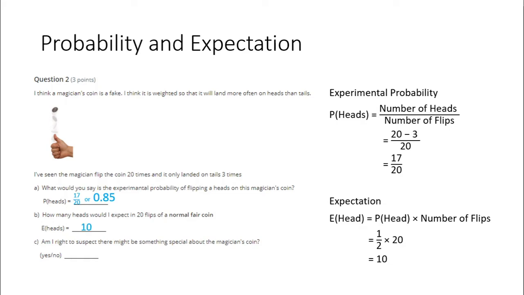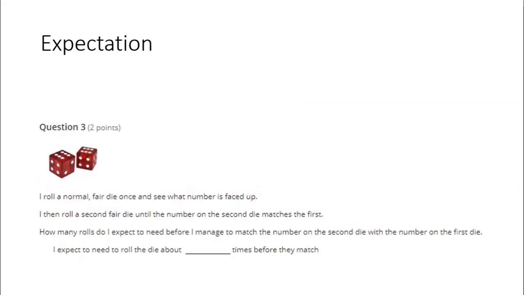So am I right to suspect that there might be something special or wrong with this magician's coin? There's quite a big difference between getting 10 heads and getting 17 heads. So yes, I think that there is reason to suspect something's going on here.